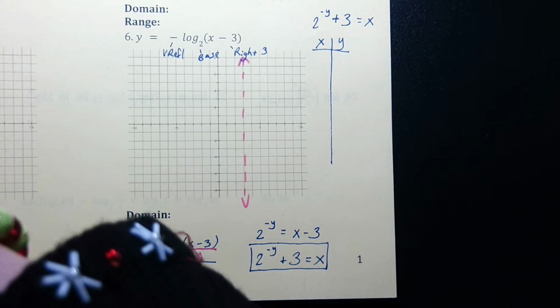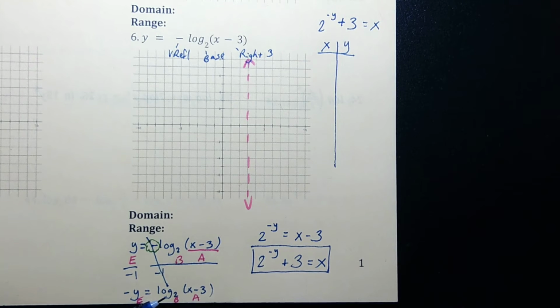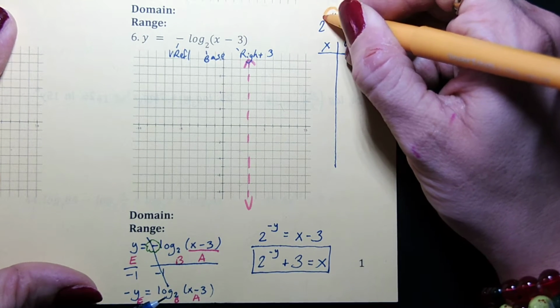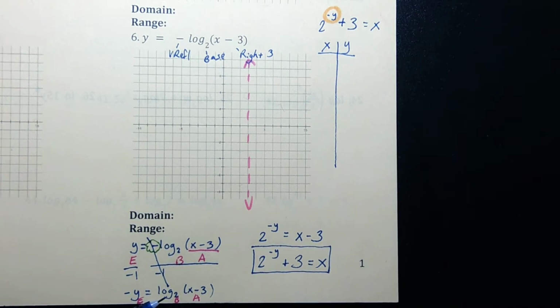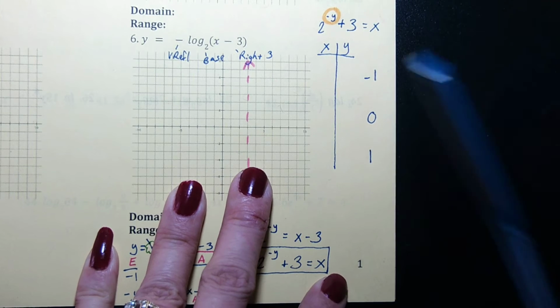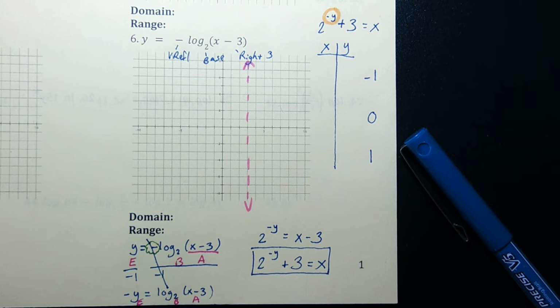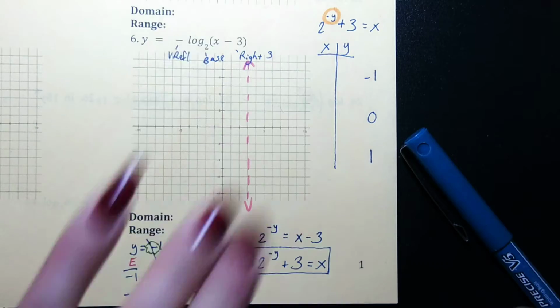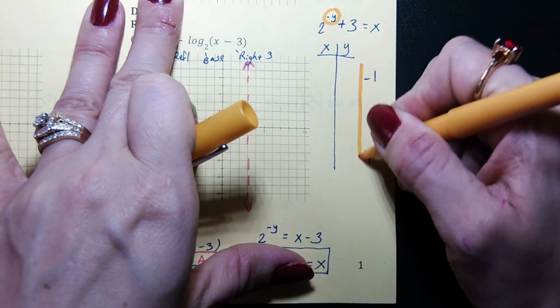So how we go about choosing inputs and outputs, though, is going to be the same as before. We want to get the exponent to be equal to those power values. So -1, 0, and 1. But this time, it's the y values that are going to give us those power values up in the exponent.